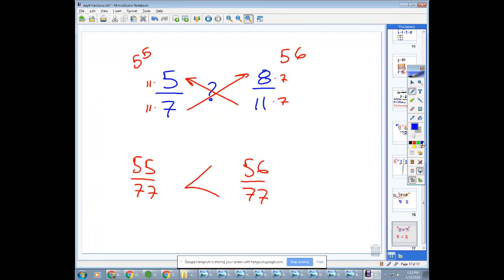So I can say, oh yeah, 5/7 is a bit smaller than 8/11. But they're pretty close on this scale, on the 77th scale. So if anyone looked at those originally and were like, man, I'm not sure which is smaller. They're pretty darn close. They're almost equal.